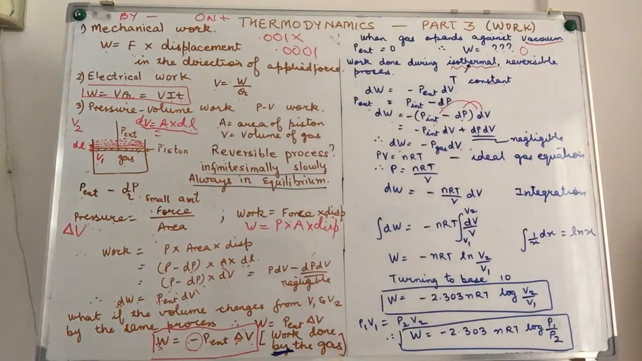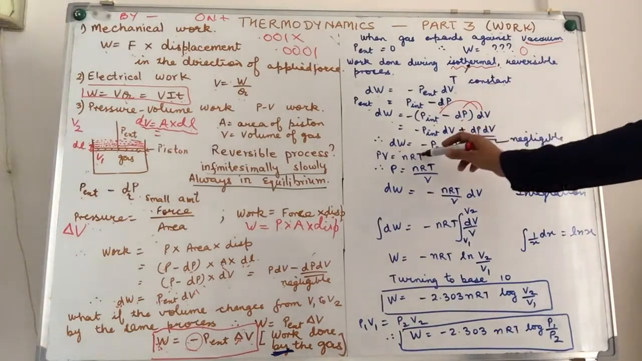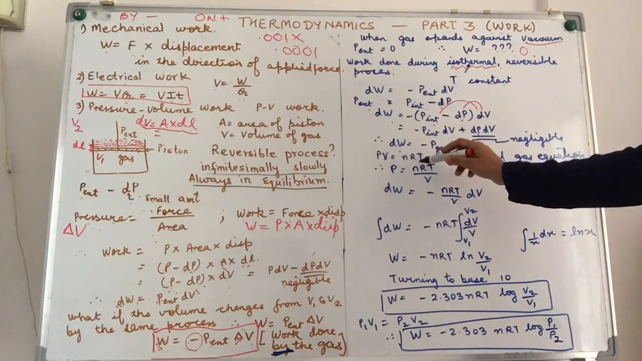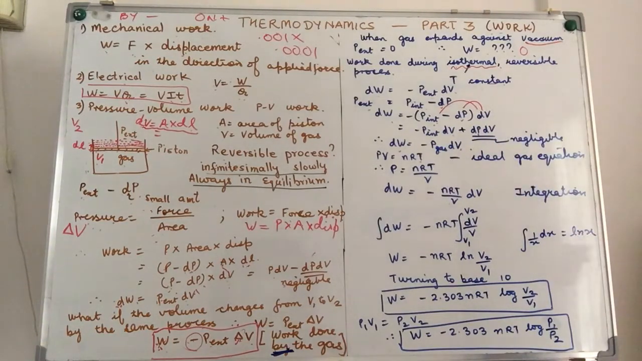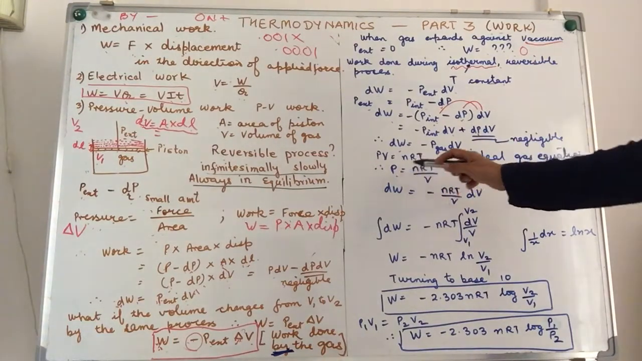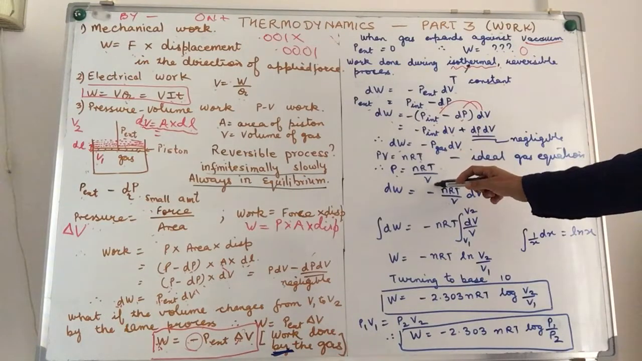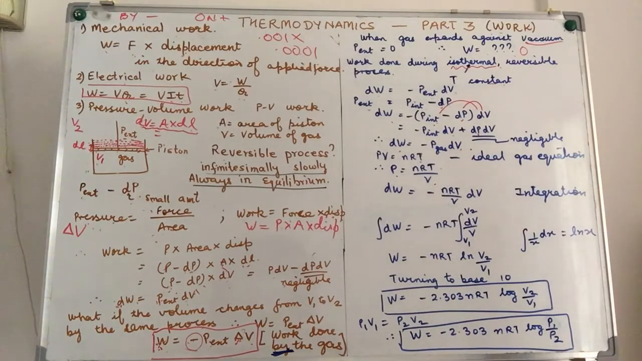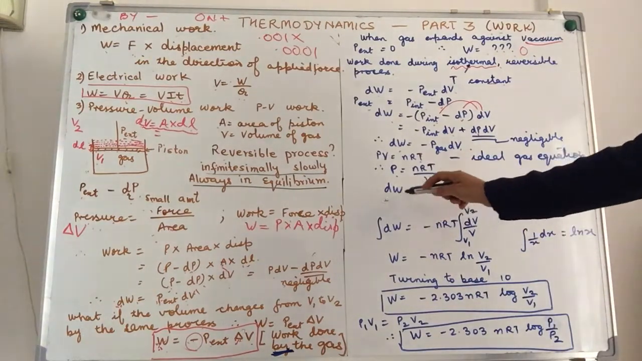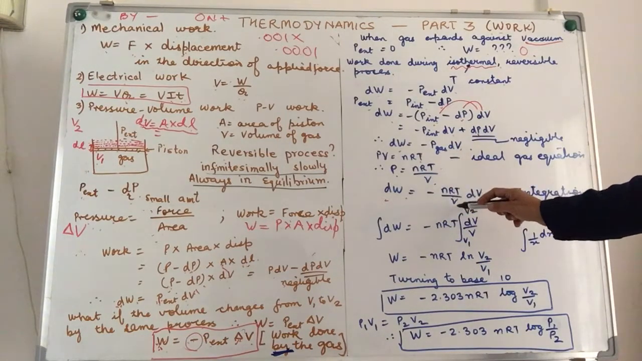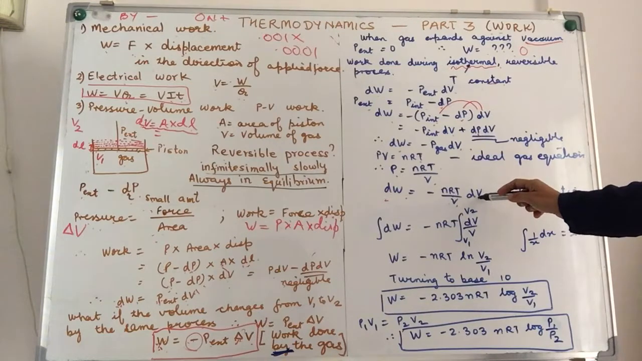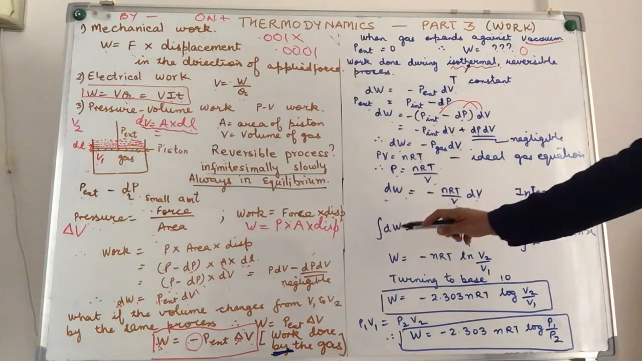We need to introduce the factor temperature. So PV equals nRT is our ideal gas equation, assuming that the gas particles don't interact with each other. So pressure can be expressed as nRT divided by V. So the infinitesimally small amount of work done is minus nRT upon V into dV, that is the differential V.